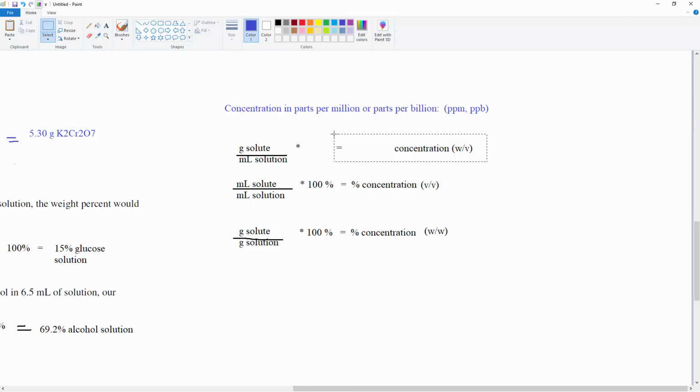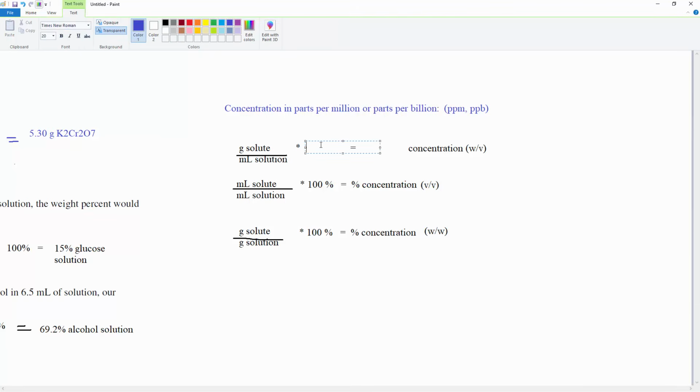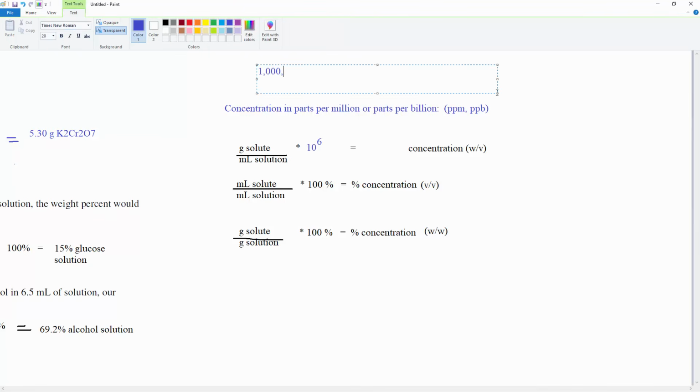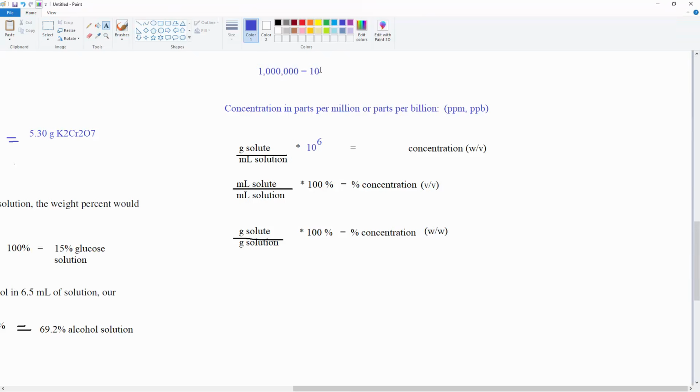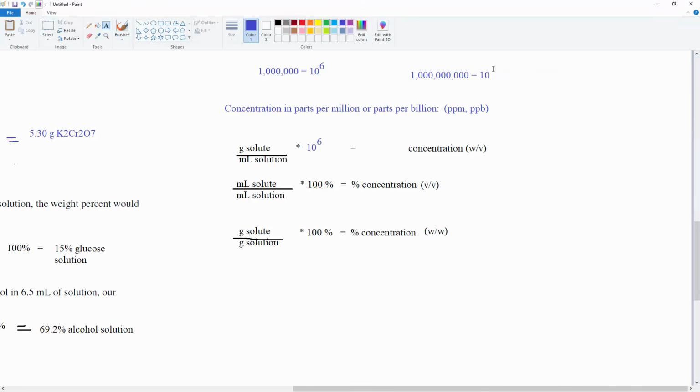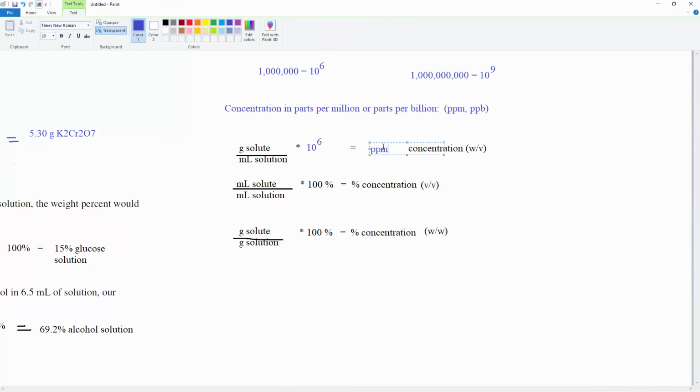I'm going to multiply it by 1,000,000, right? If multiplying by 100 gives me parts per 100, then multiplying by 1,000,000 is going to give me parts per 1,000,000. So 1,000,000 is 10 raised to the 6th, that's 10 raised to the 6th. You guys can see that, right? And by that same logic, 1 billion is equal to 10 raised to the 9th. So if I multiply this by 10 to the 6th, instead of getting a percent, I'm going to get parts per million.